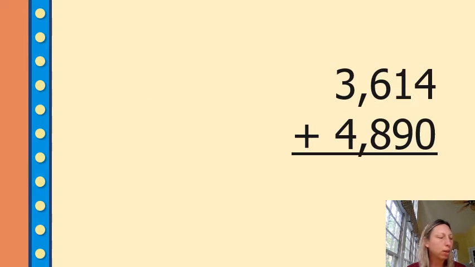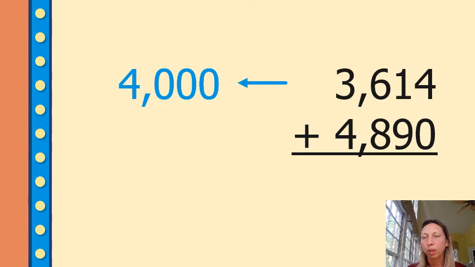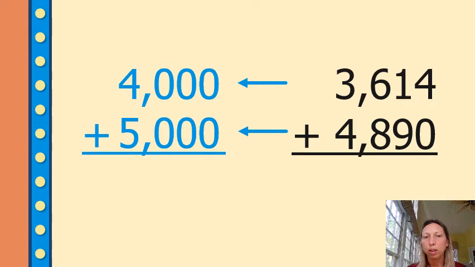All right, so now they're rounding to the thousands place. When we round to the thousands place, we look at the hundreds. The hundreds place in the first number is a 6. We're going to round up to the next thousand, which is 4,000. There's an 8 in the hundreds place on the next number. That's going to round up to 5,000. You add that together and you get 9,000.